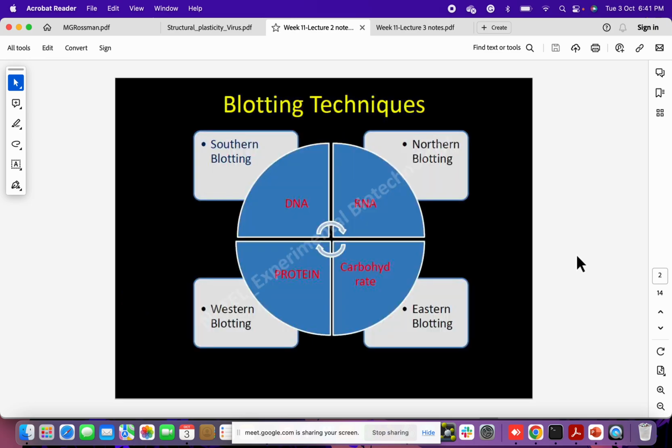Now we'll be discussing blotting techniques. Western blotting techniques we already discussed. We'll be discussing southern blotting for detection of DNA, and northern blotting for detection of RNA.